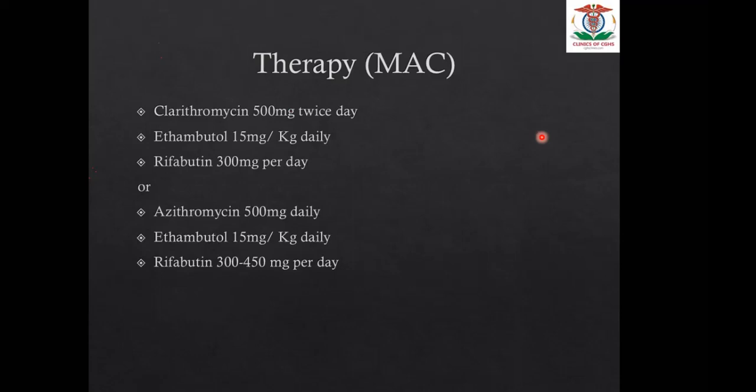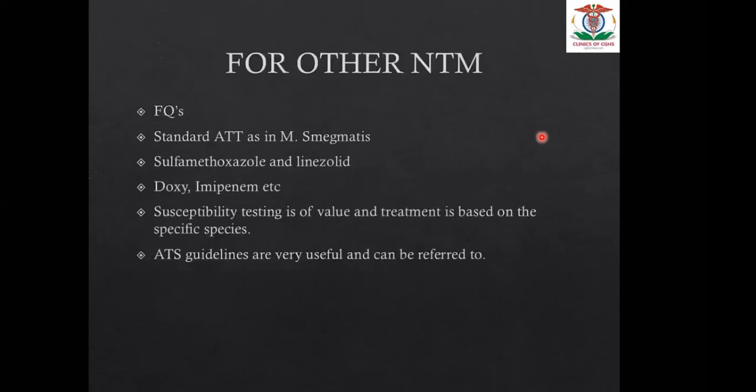The patient may be put on MDR treatment or XDR treatment without knowing that it is not at all TB, it is an NTM infection. In NTMs, depending on the species, there are other treatments. For MAC, clarithromycin 500 mg twice a day, ethambutol 15 mg per kg body weight, rifabutin 300 mg per day. This is the first choice. The second choice can be azithromycin 500 mg daily, ethambutol 15 mg per kg body weight, and rifabutin 300 to 450 mg per day.